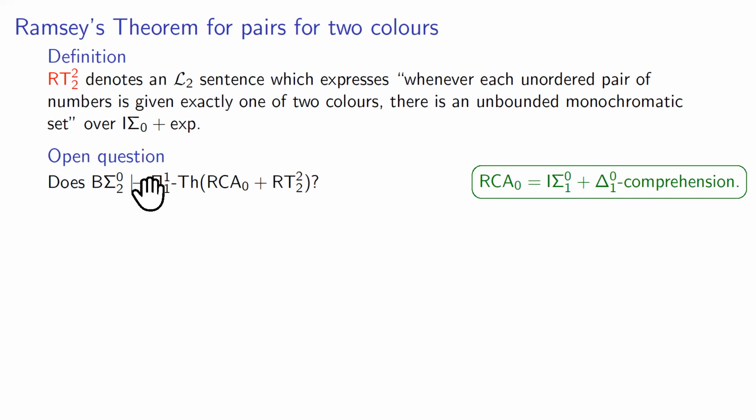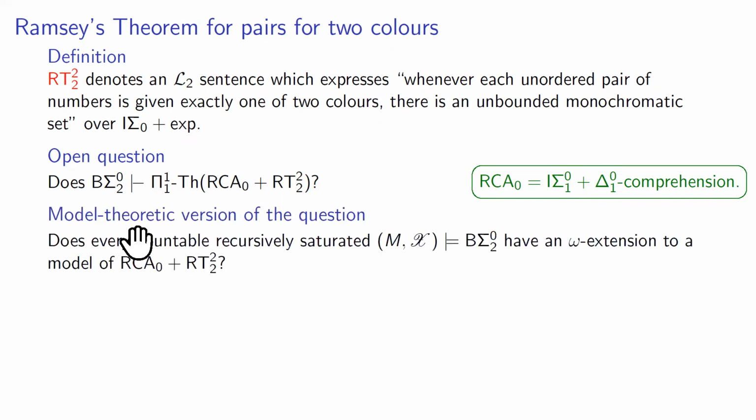This question is equivalent to asking whether every countable recursively saturated model of BΣ02 omega extends to a model of RCA0 plus RT22. It's just using the preservation theorem for Π11 formulas that we saw on the previous slide. This is just a reformulation. The original question is still open. This version is still open.